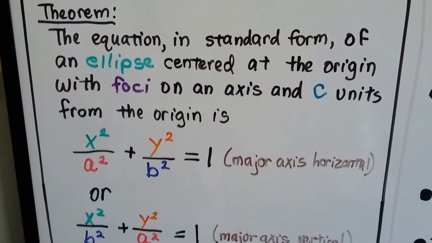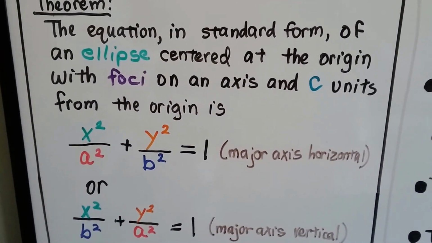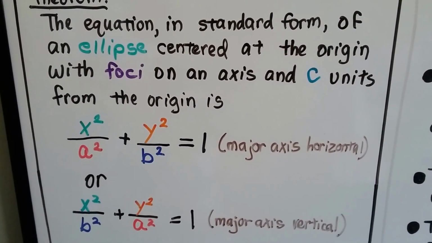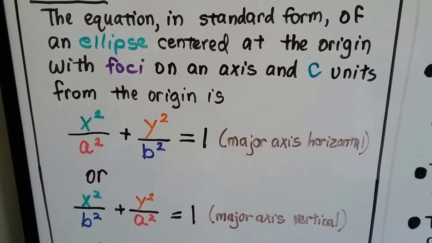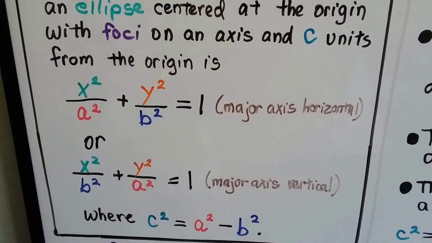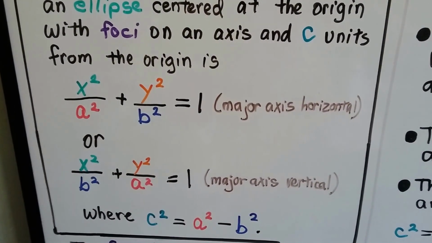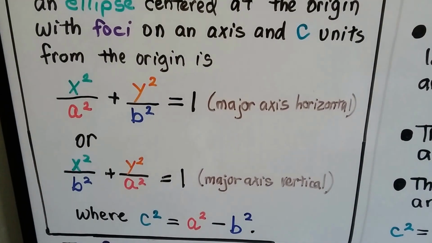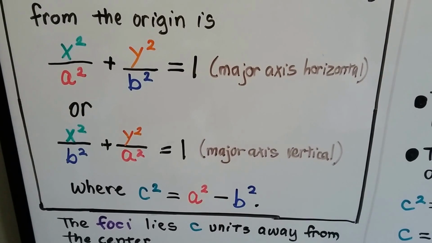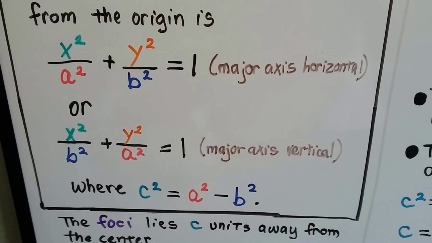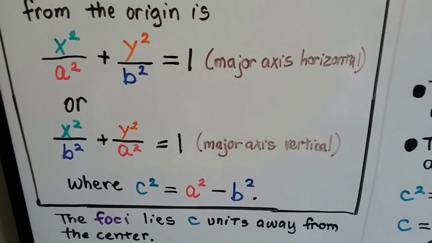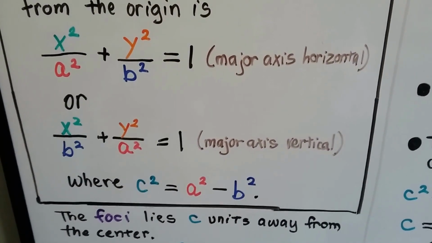Now I have a theorem for you. The equation in standard form of an ellipse centered at the origin. That's really important. This is for the origin center. With foci on an axis and c units from the origin is the quotient of x squared and a squared plus the quotient of y squared and b squared will equal 1. And that's if the major axis is horizontal. Or it would be the quotient of x squared and b squared plus the quotient of y squared and a squared equals 1 if the major axis was vertical. And that's where c squared equals a squared minus b squared.